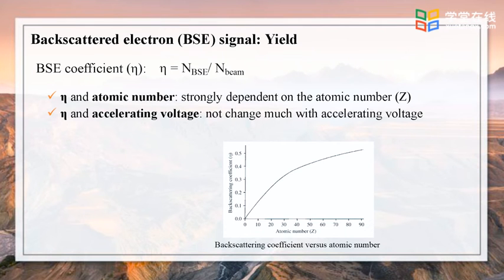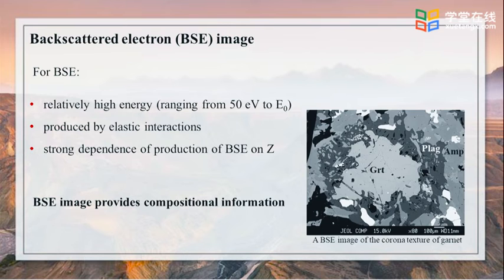There's only a small change in the coefficient with accelerating voltage, less than 10% in the 5 to 50,000 electron volts range. Similar to that of the secondary electron, the coefficient increases with the tilt of the specimen. Backscattered electrons have relatively high energies, ranging from 50 electron volts up to the initial beam energy. They originate from much deeper within the specimen by elastic interactions.